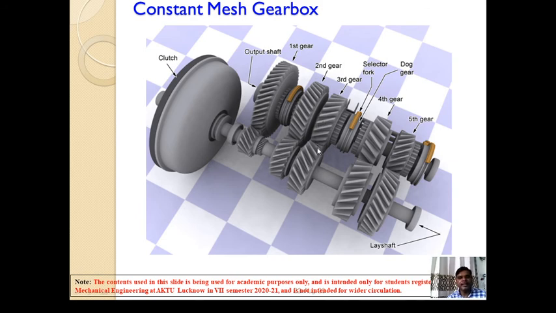So these are quieter in operation because they are always in constant mesh with each other. There is no need to mesh the gears again and again as in the case of the sliding mesh gearbox. So these are the advantages as compared to the sliding mesh gearbox.